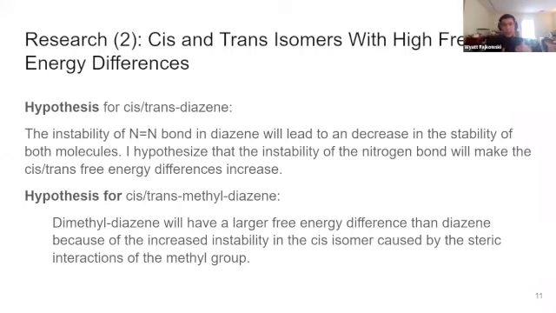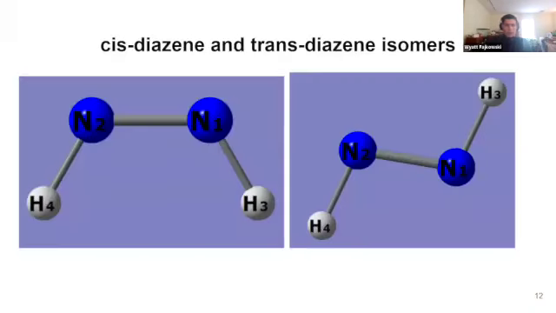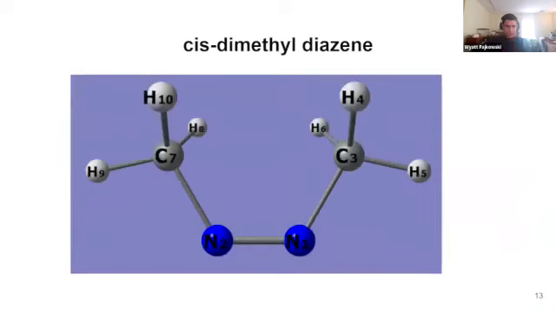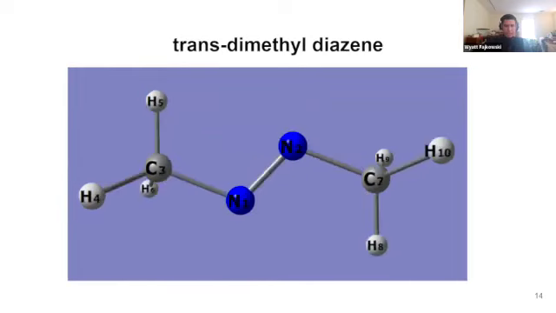And following up that hypothesis, I thought that adding methyl groups to further amplify steric effects in these molecules would further increase that energy difference because, again, steric effects in the cis and trans butene were largely responsible for the difference in free energies. And I thought adding it to an already unstable molecule would further increase that difference. And in this case, these are my two molecules. Again, here is a hydrogen base, and here is a methyl replacement for that hydrogen. Trans-dimethyldiazine, again, with the switched orientation here.